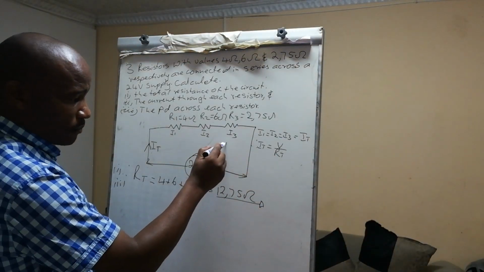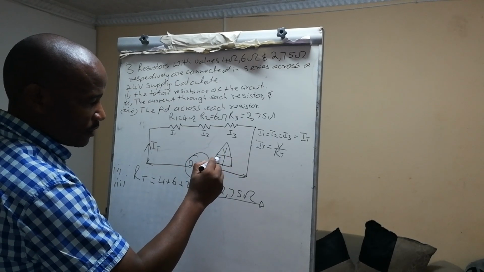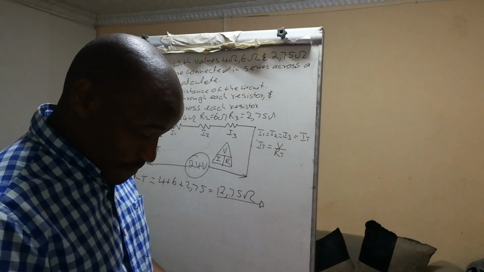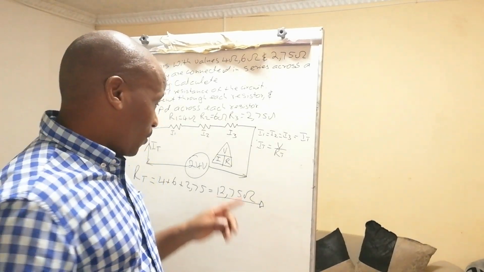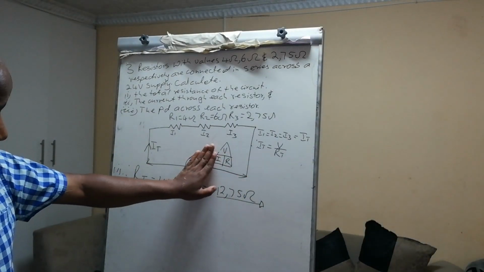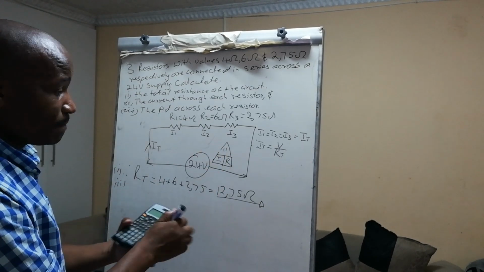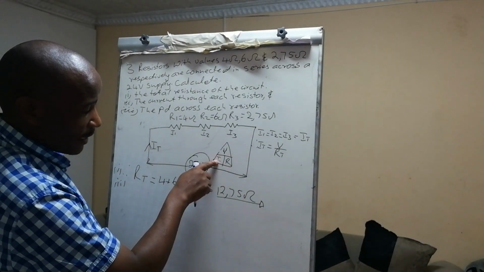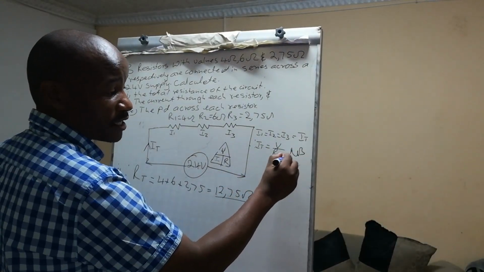Where does this come from? You remember that triangle with V, I, R. If you want the current, you cover current, and you are left with V over R. So the total current is equal to the voltage over the total resistance. That's where this comes from.